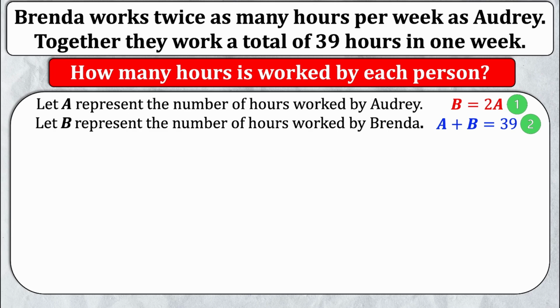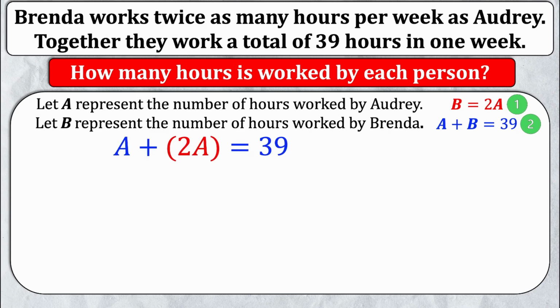Now I have two equations and I can actually solve this linear system because I have two equations and two unknowns. And so I want to find which B value and which A value satisfies both of these statements or both of these equations. So what I'm going to do is substitute in equation 1 into equation number 2. And let me show you what this looks like.